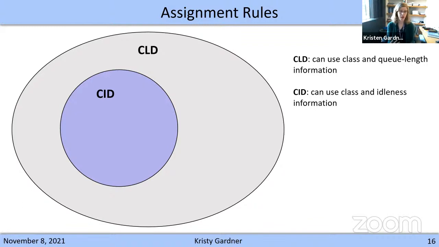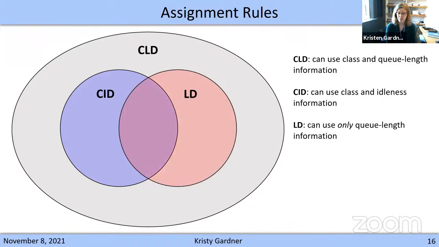We knew whether our servers were idle or busy. We knew what class they were, but we didn't know how many jobs were in the queues of the busy servers. A different subset of the CLD family is the LD family, length differentiated. Policies within the LD family can use only queue length information, but not server speed information. In the intersection of these two, we have the ID, idleness differentiated family, and these are rules that only use idleness information. They don't have more detailed queue length information, and they don't have server speed information.